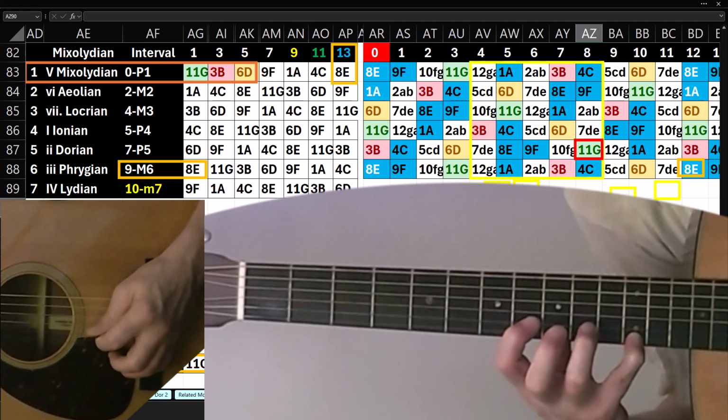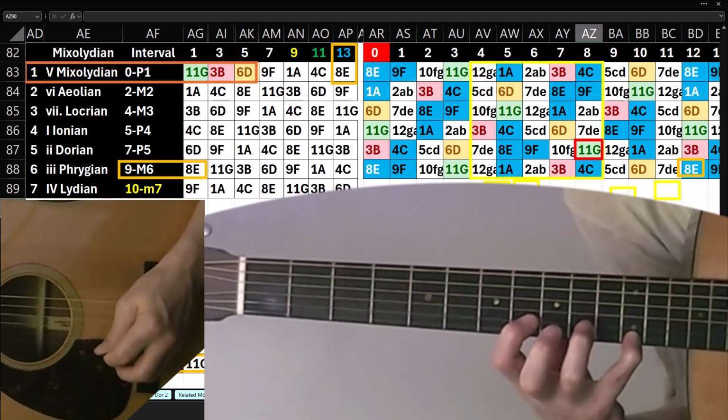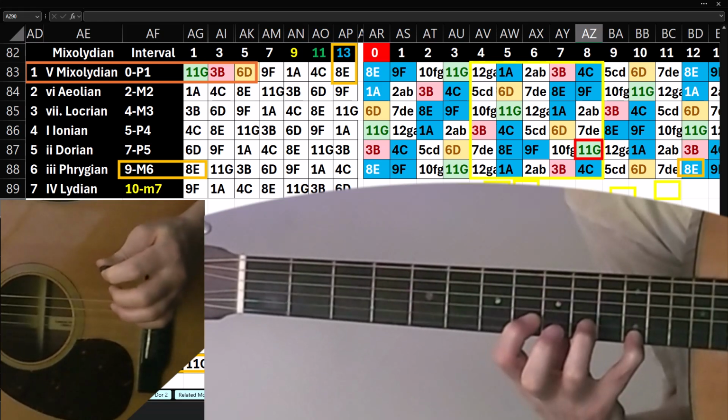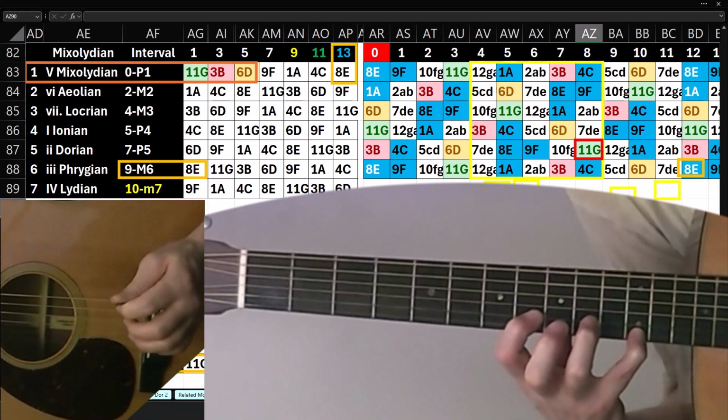So top to bottom would be a 9-note away major 6, bottom to top. Therefore, if I wanted to look at it that way, it would be a 3-note away minor third.